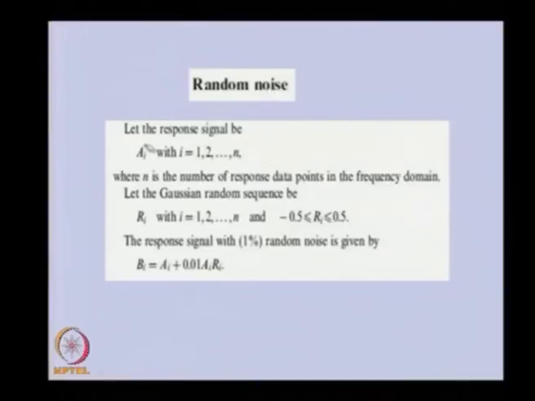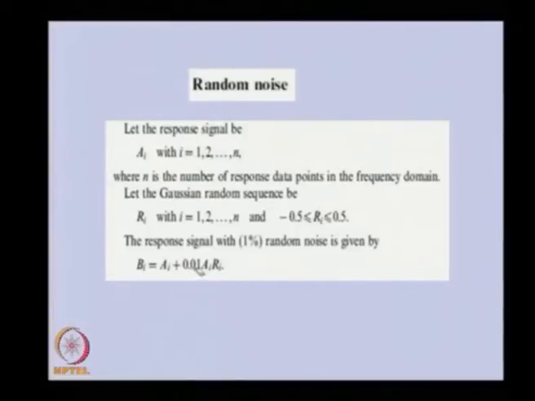So, if the response is, let us say, Ai, with n number of responses, and Ri is a random sequence which is also n in number, and we have scaled its value from minus 0.5 to 0.5, because we can generate any random number and scale it into this range. So the noisy response we get is B = Ai + 0.01 Ai Ri.